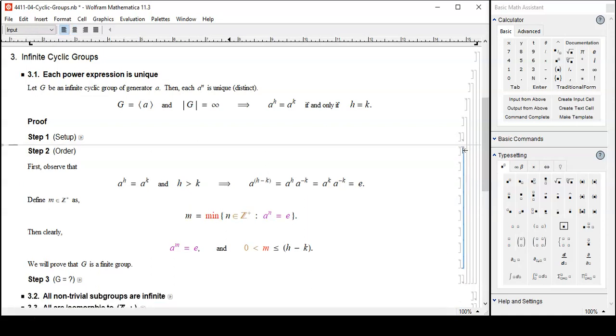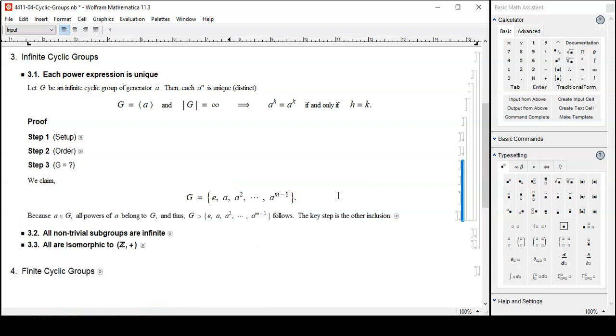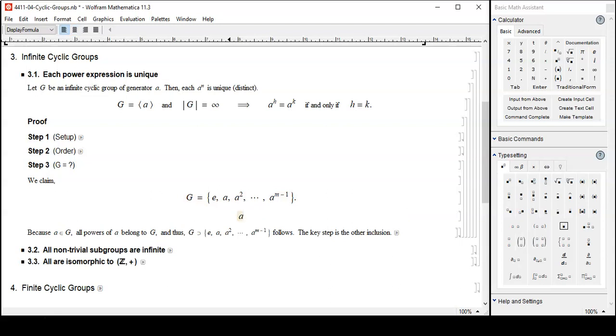And how does it help? Well, we're going to claim that G is actually this: a, a squared, a to the third power, all the way over to a to the m minus 1, and that's it. Clearly, everything here belongs to G. Yes, that's true, because a belongs to G, so any power belongs to G. But then again, there's no more because G is cyclic. So an arbitrary element of G must be of this form.